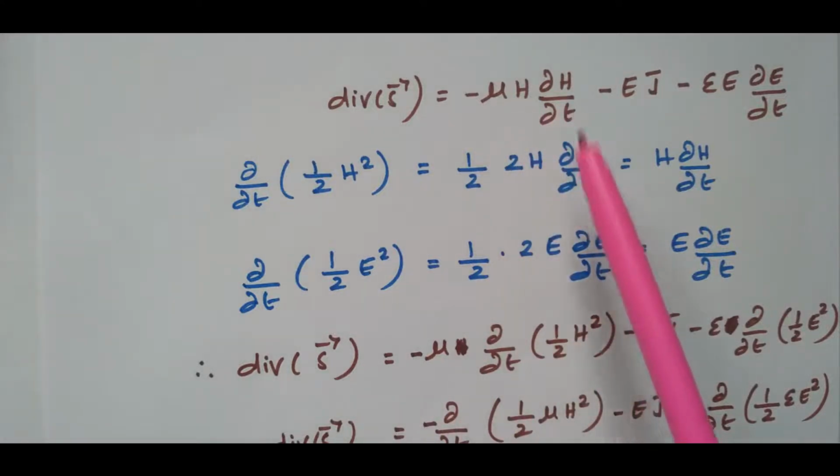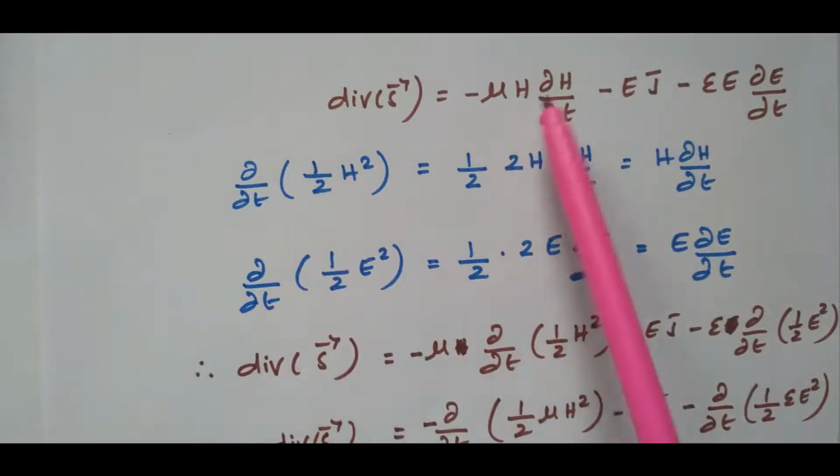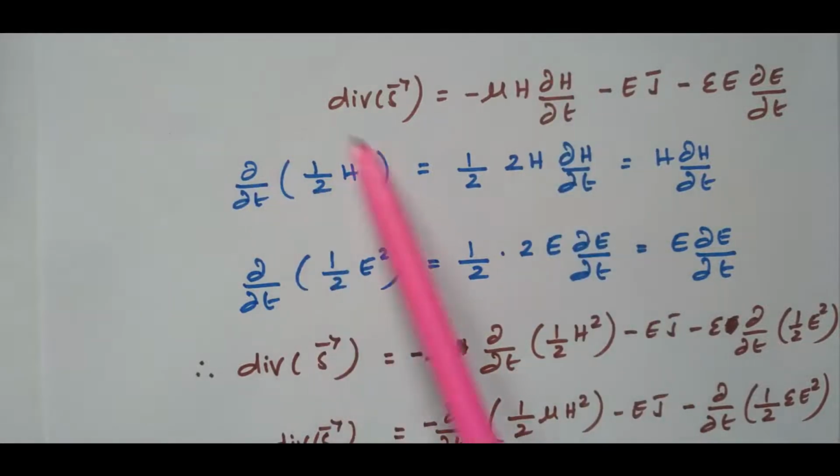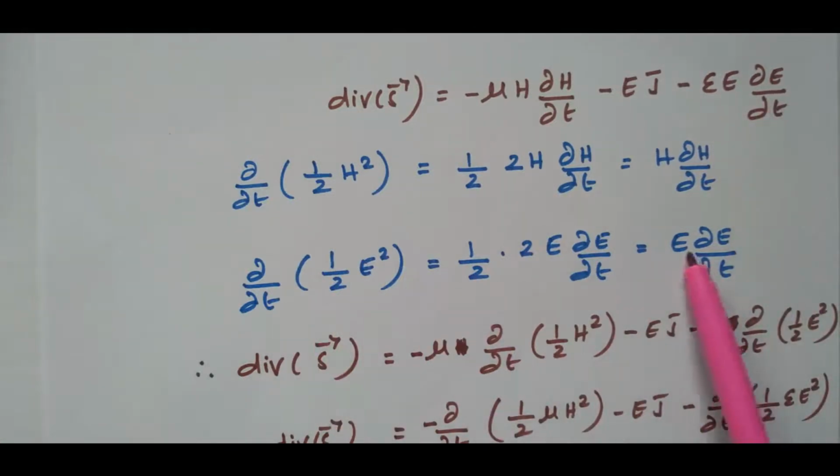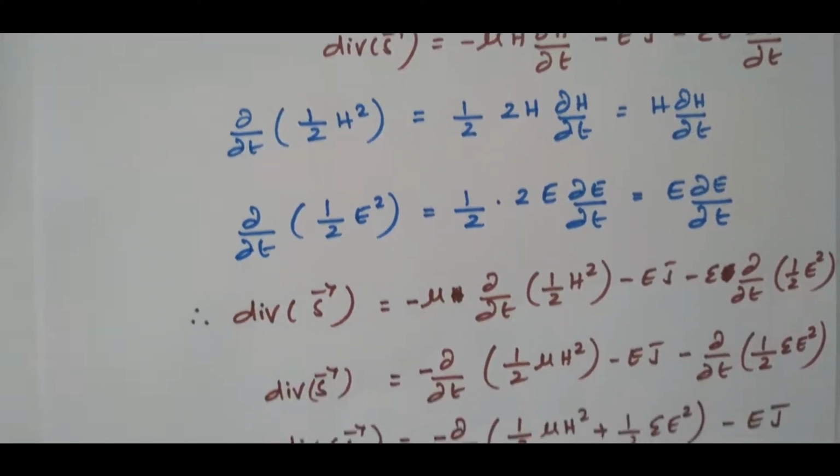So that divergence of S vector equal to minus mu. This H dou H by dou t is nothing but now dou by dou t of half H square. This value is replaced with this value, minus E J, epsilon E dou E by dou t. E dou E by dou t is replaced by dou by dou t of half E square. Now it is replaced.